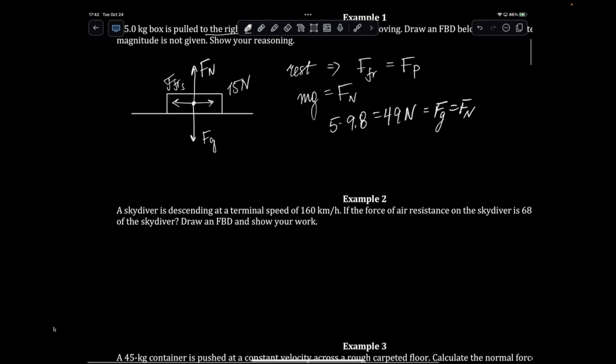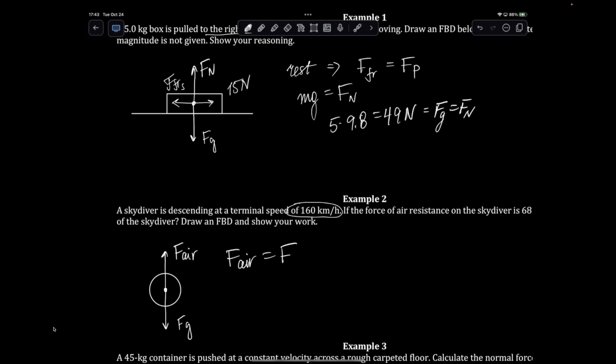We have a skydiver who's moving at a terminal speed. Remember, terminal speed means that we have equal forces. And since this is in real life, we have force of gravity obviously going down, and then force of air resistance equal to it. So my force of air equals force of gravity because v is constant.